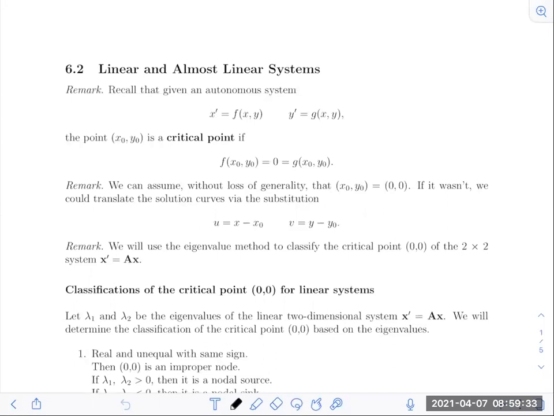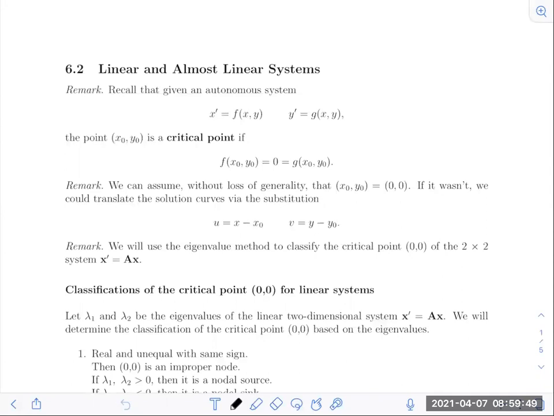In section 6.2, we're going to also talk about how to classify critical points in linear systems, as well as how to handle almost linear systems. These are nonlinear systems that are nearly linear. How are we going to handle that, as well as classify critical points?